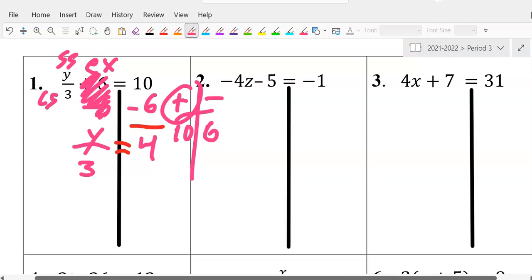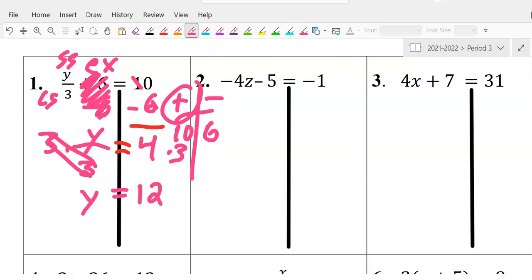Okay, what's next? y over 3 equals 4. What's our second step? You multiply by 3 on both sides. Multiply by 3 on both sides. Very good. And we get? 12, positive 12. Right, are we done? Yeah. But you can check it if you want. So we can check our work. So let's check our work.